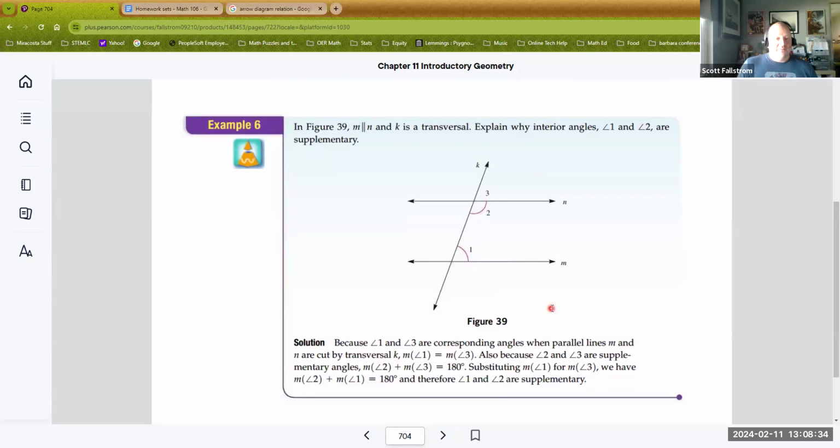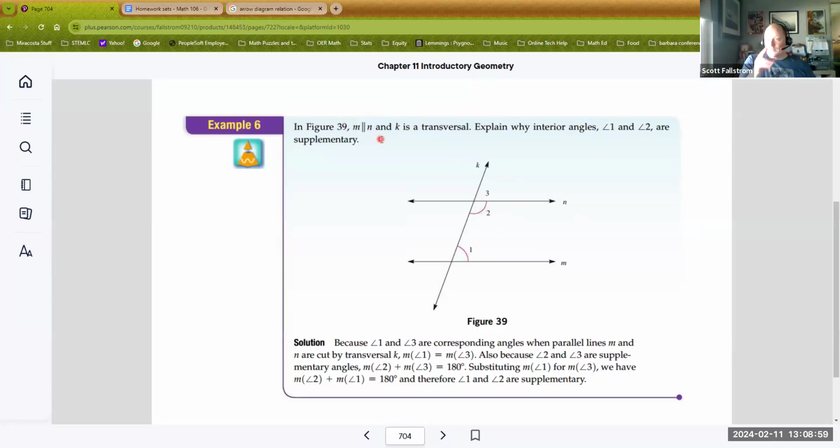Next up, you'll see here in example 6. Notice here it uses the symbology: N and M are parallel. That's the two vertical lines. And K is a transversal. And it says, explain why interior angles 1 and 2 are supplementary. Why do the measures of 1 and 2 add up to 180 degrees? Why is that? And again, you know it's parallel.